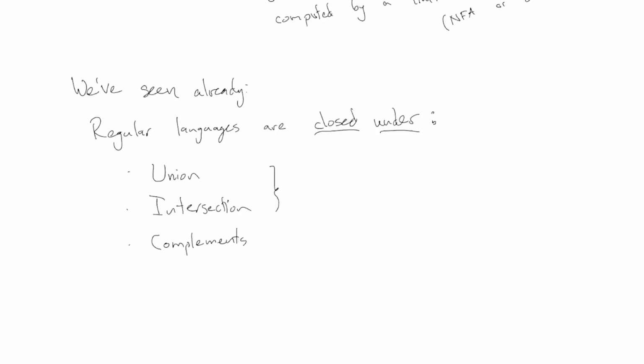The union and the intersection are done by the product construction for DFAs. That's what we did on the quiz, right? The complement is a simple trick for DFAs. If I give you a DFA and I want you to make a DFA for the complement, you just interchange all of the accepting and rejecting states. You make every accepting state rejecting and every rejecting state accepting. So that shows that if you start with a regular language, the complement is also a regular language. And then they're also closed under set differences.